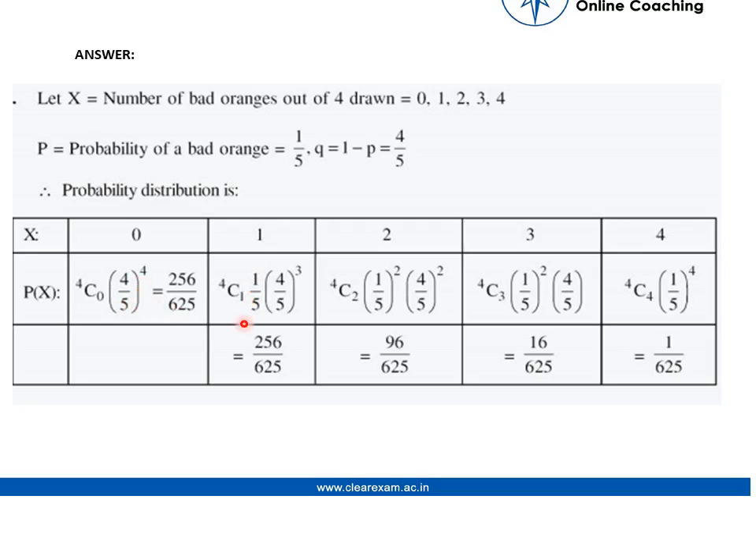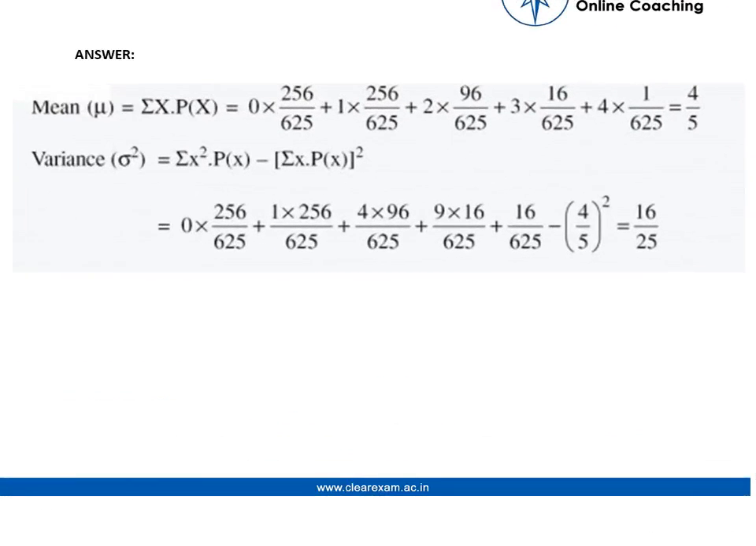Now 4C1, that is 1 is a bad orange, so we have written 1 by 5, the probability of a bad orange, and 3 times the probability of a good orange. Similarly we'll calculate for all the 5 cases. After calculating, the question also says that we need to calculate the mean and the variance.